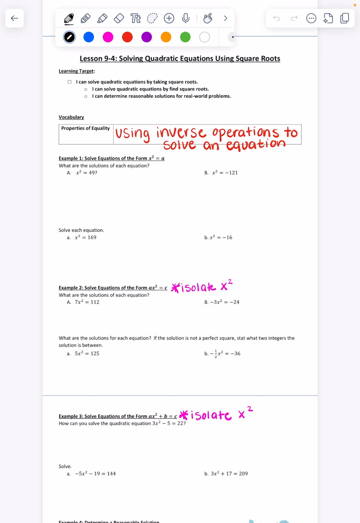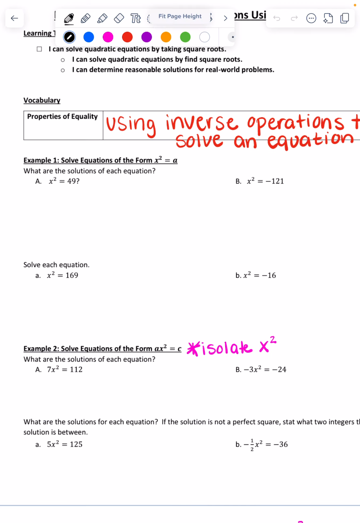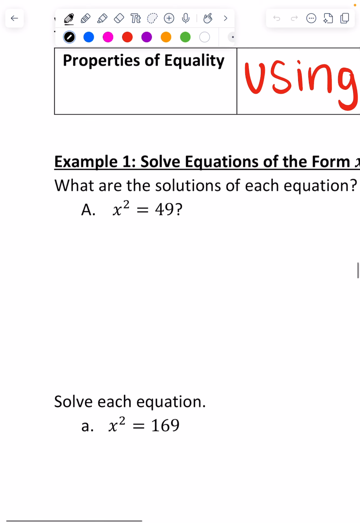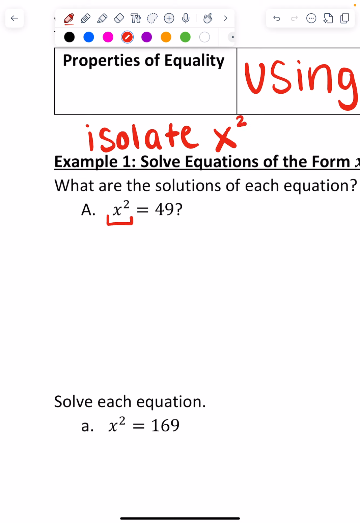So in example 1, we are going to see x squared in every one of these problems, and our goal is to solve for x. Now let's zoom in on this first question. It says, what are the solutions of the following equations? Now, our first goal always is going to be to isolate x squared. Normally, we isolate just x, but in order to do that, we have to first isolate x squared. And good news for us, it's already isolated.